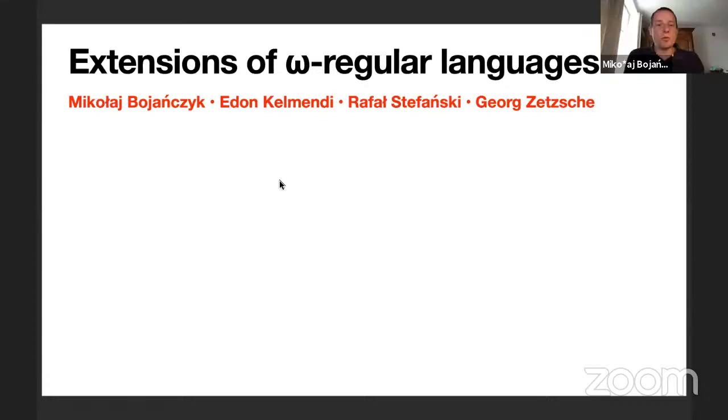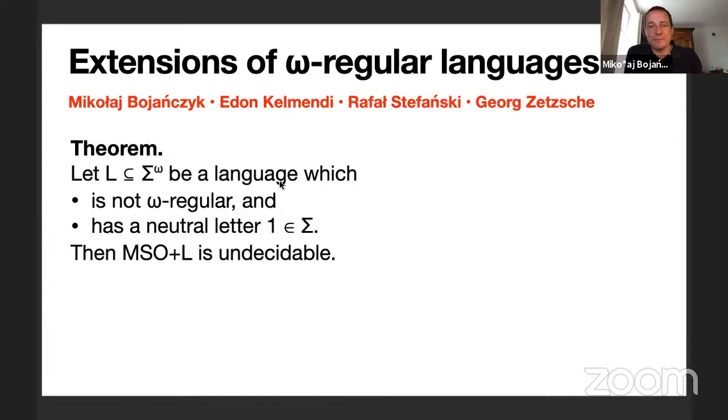Hello. So this is joint work together with Edon Kelmendi, currently in Oxford, Rafał Stefański in Warsaw, and Georg Zetzsche at MPI. This is a one theorem paper. So here's the theorem. It says that if you take a language of omega words which is not omega regular, so it's not recognized by a Büchi automaton, for example, and it has a neutral letter. So a neutral letter means that you take a word and you eliminate the neutral letter, or you add it infinitely often or finitely often, it does not affect membership in the language.